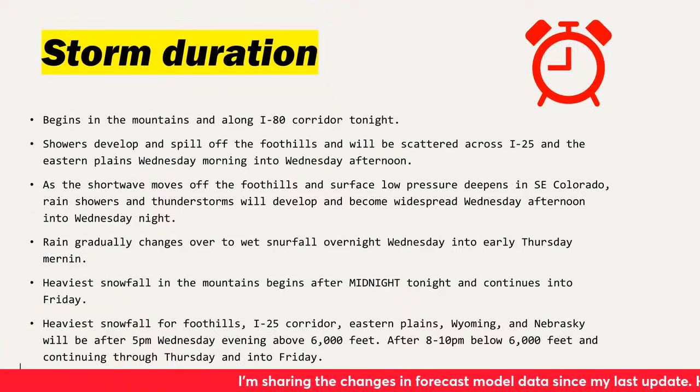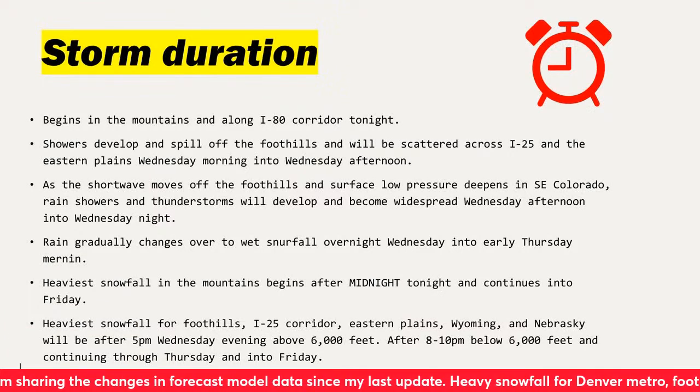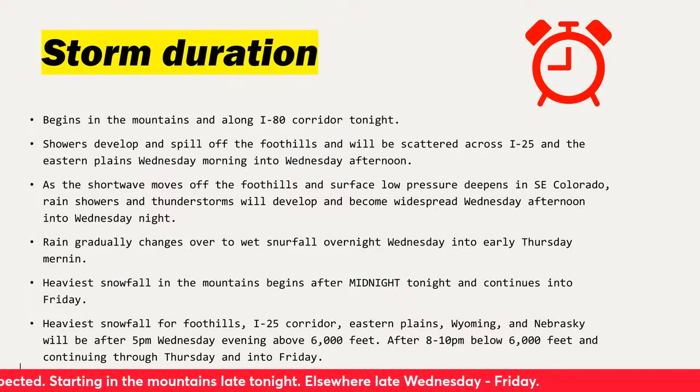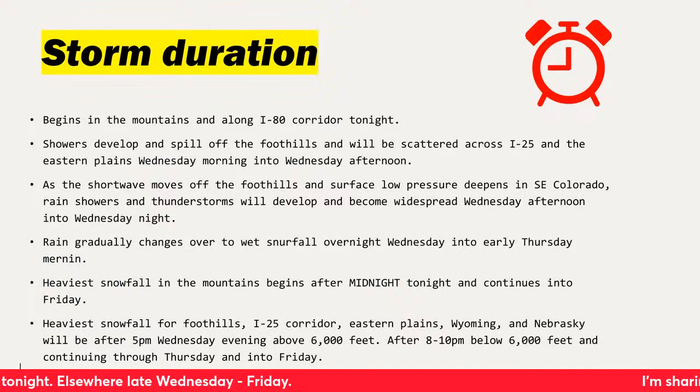Next slide is storm duration. It's going to begin in the mountains and along the I-80 corridor tonight, especially if you're west of Laramie. Okay, showers develop and spill off the foothills and will be scattered across I-25 in the Eastern Plains starting tomorrow morning and going into Wednesday afternoon. Okay, as the shortwave moves off the foothills and surface low pressure deepens in southeast Colorado, rain showers and thunderstorms are going to develop and become widespread Wednesday afternoon into Wednesday night.